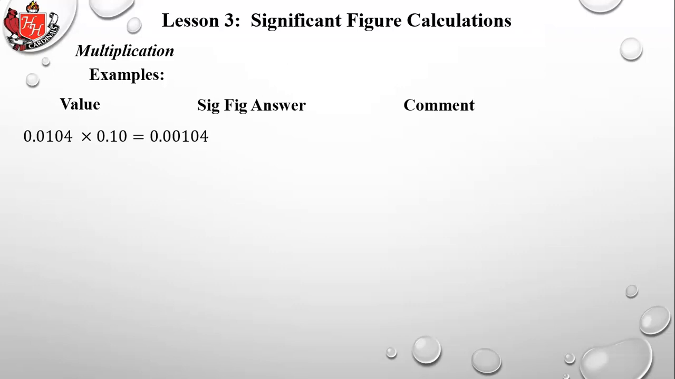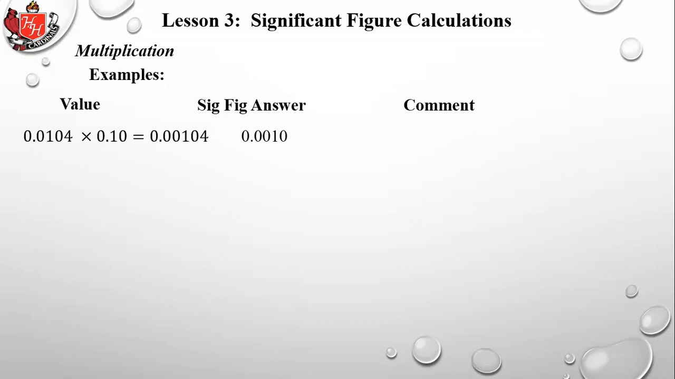Let's do another. So your calculator answer will be 0.00104. The answer is limited to 2 Sig Fig because of the 0.10. 0.10 is 2 significant figures, so your answer is limited to 2 significant figures. So in 0.00104, where are the 2 significant figures furthest to the left? That would be the 1 and the 0.